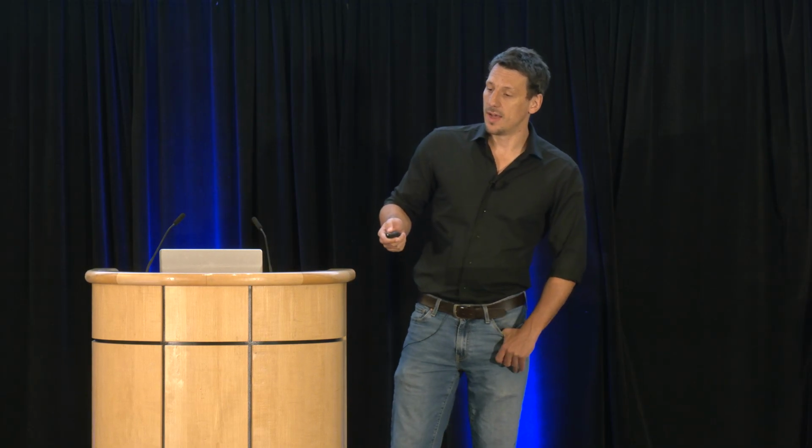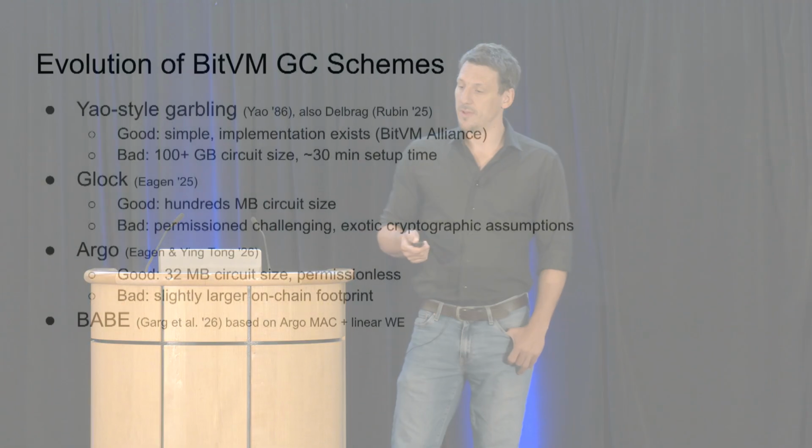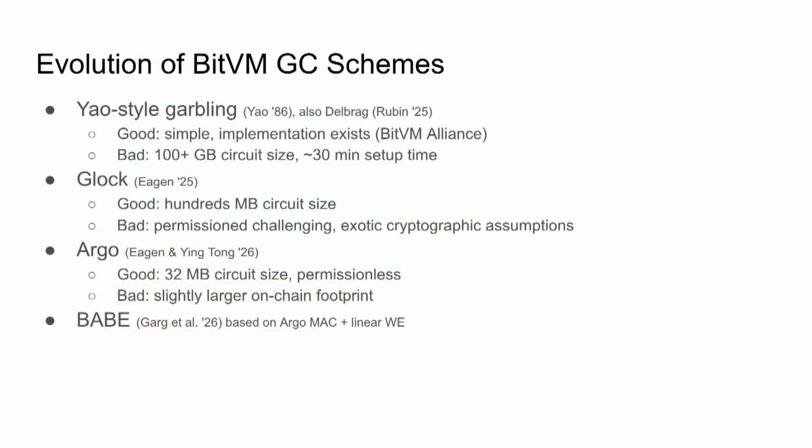And then following on that, there was the Babe paper, which you're going to hear about in the next talk. It combined the Argo MAC with linear witness encryption, and that reduced the circuit size. I think 50 megabytes is not even true. I think you reduced it even further. It's a very simple scheme. It's much simpler than Argo. That's a nice advantage. The drawback of it is that it is permissioned. Like the set of validators is permissioned again.